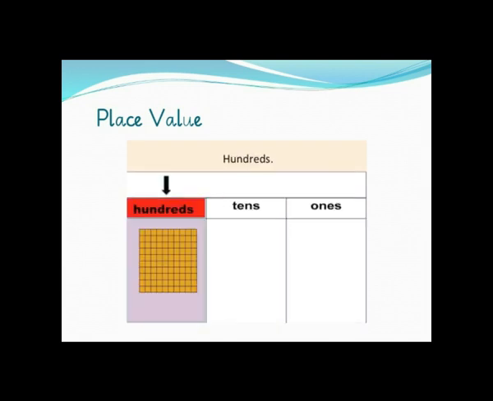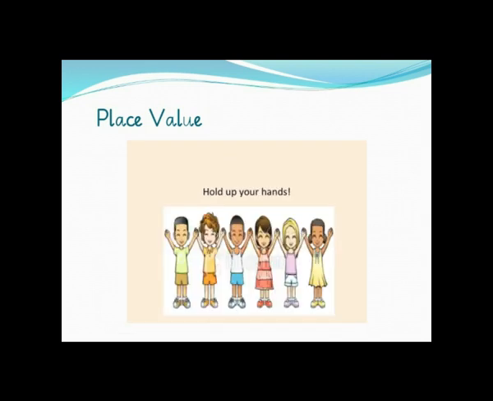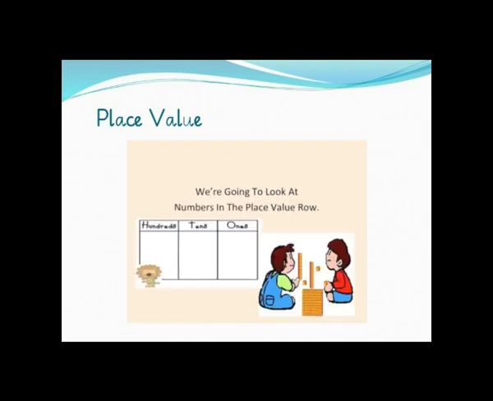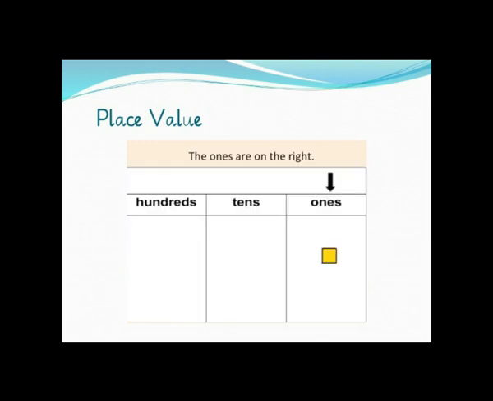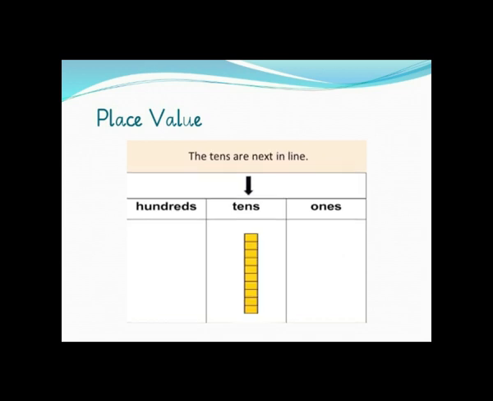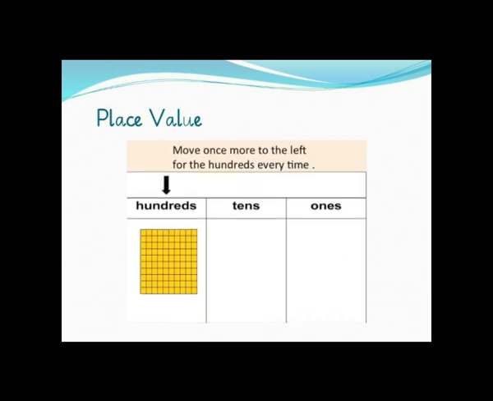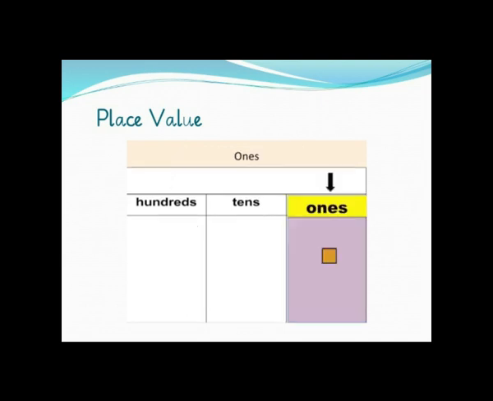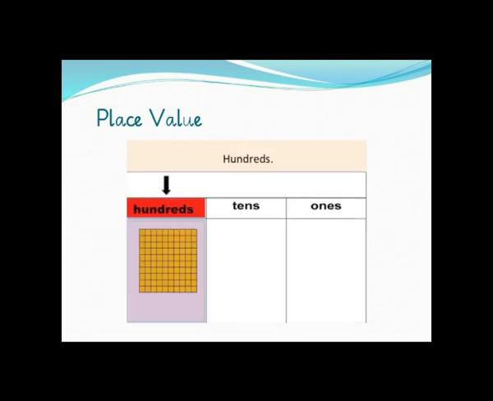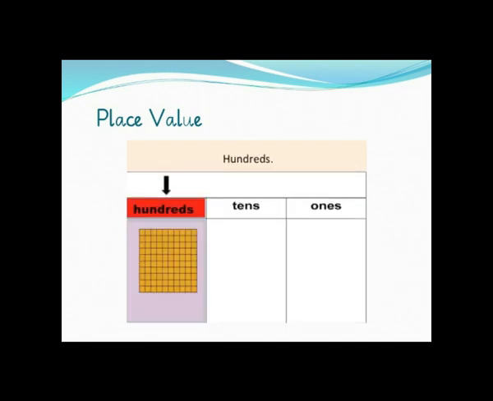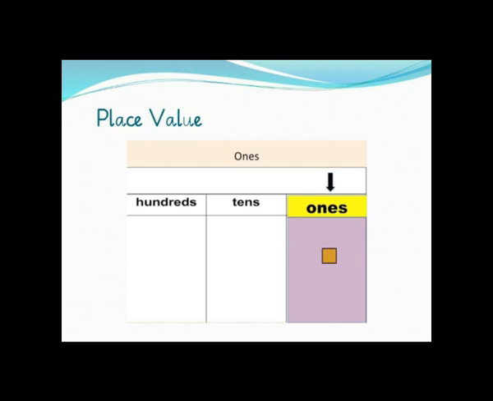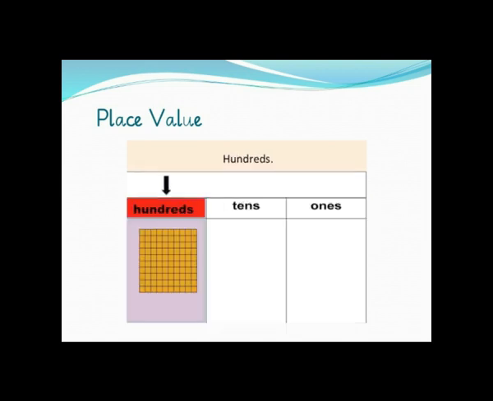Hold up your hands and look down your nose. We're gonna look at numbers in the place value row. The ones are on the right, the tens are next in line. Move once more to the left for the hundreds every time. Ones, tens, hundreds.